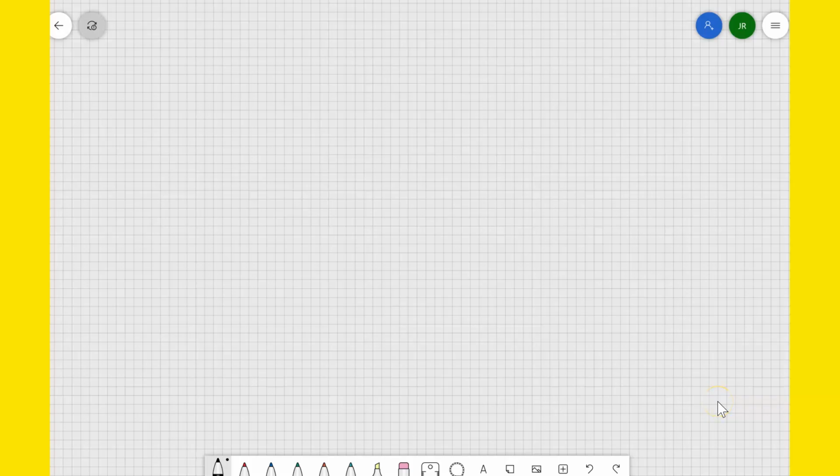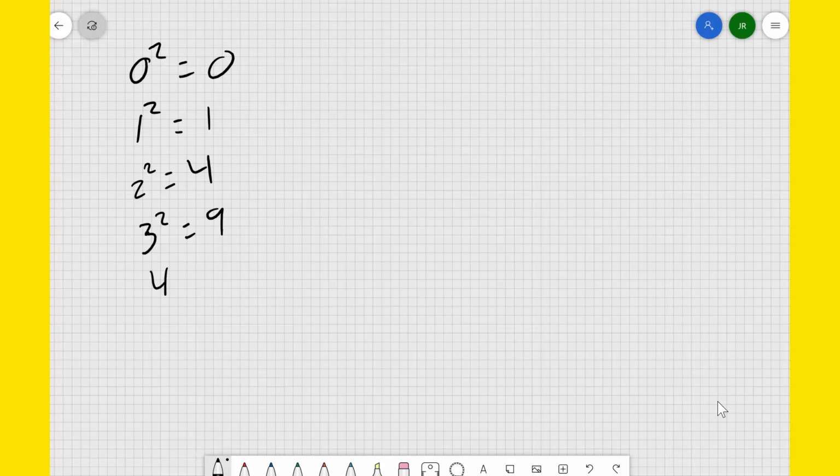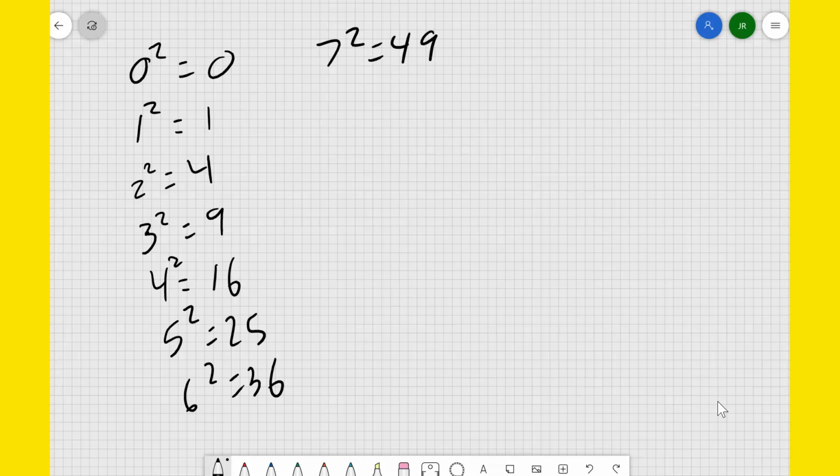Now, as we do these, it's going to help us if we know some of the perfect squares. So, for example, what is 0 squared? 0. What is 1 squared? 1. What is 2 squared? 4. What is 3 squared? 9. Let's keep going. Hopefully you already know these.